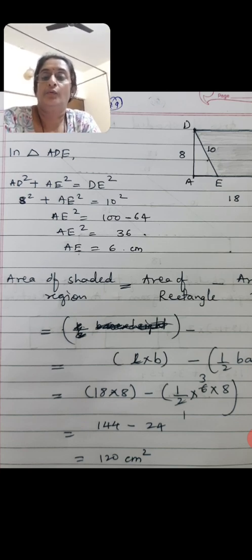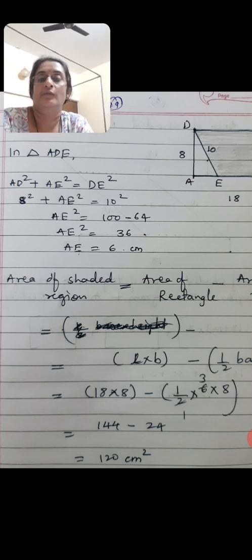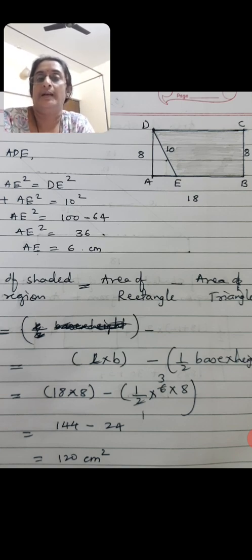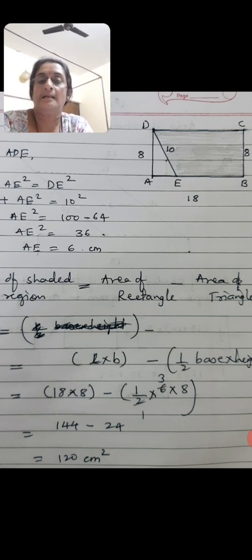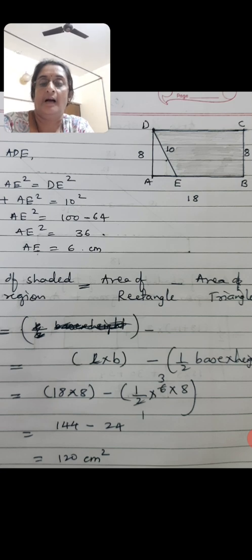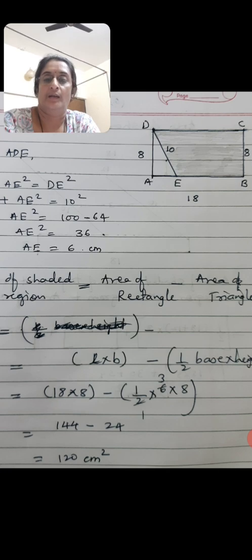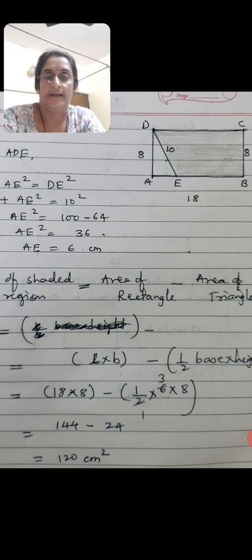So to find the area of that shaded region, we have to find the area of the rectangle minus the area of the triangle. Area of rectangle is length into breadth, length is 18, breadth is 8. So 18 into 8. And area of the triangle is half base into height. Half base is 6 now and height is 8. So that will be 24. So from 144, if you subtract 24, 120 centimeters square will be the area of that shaded region.